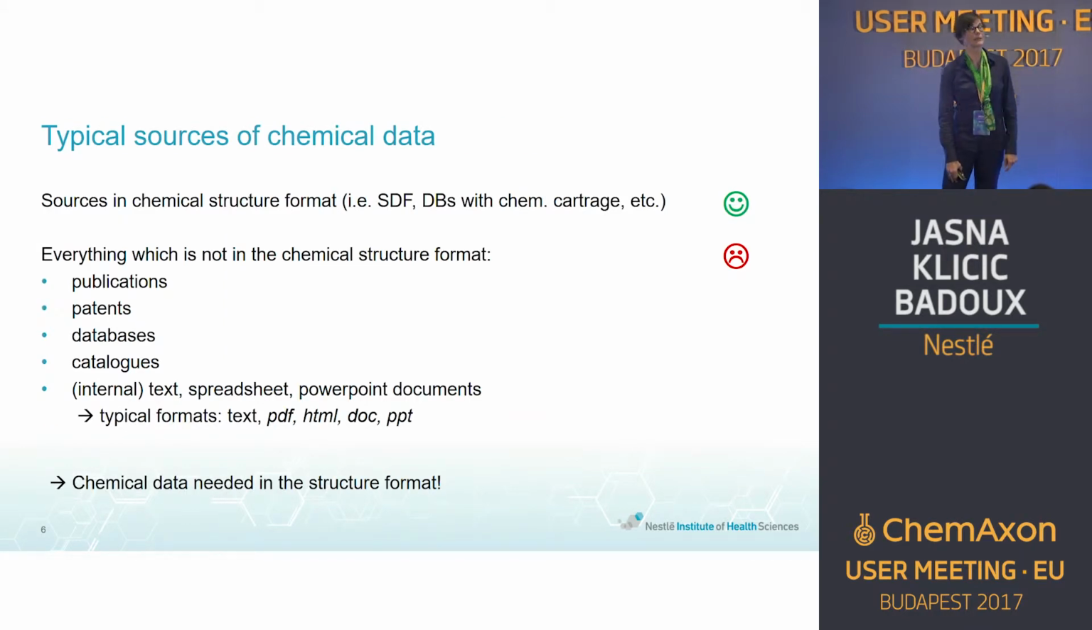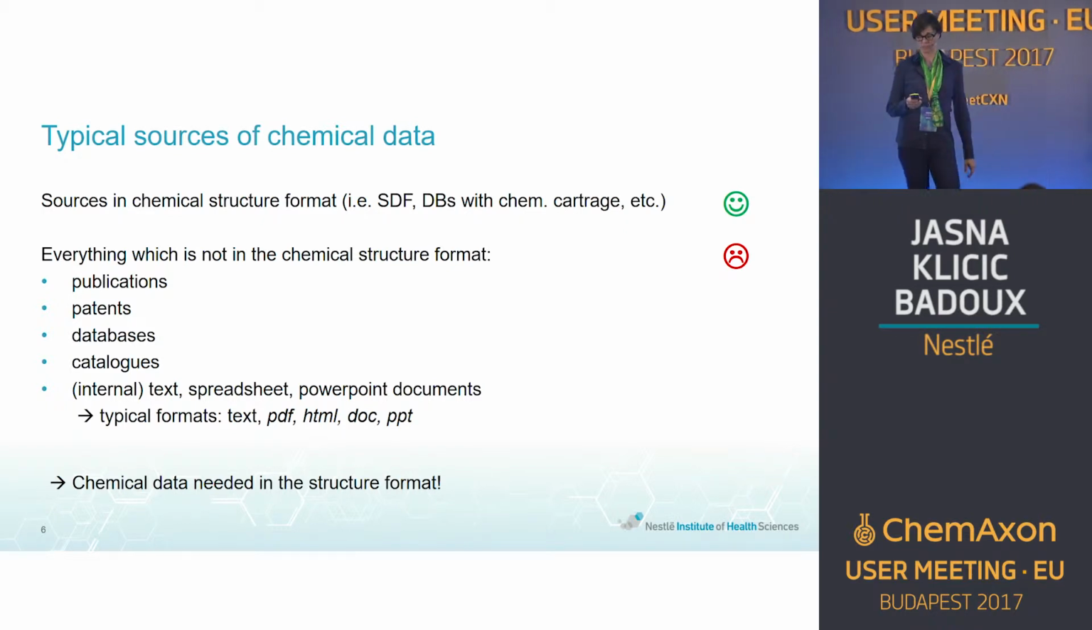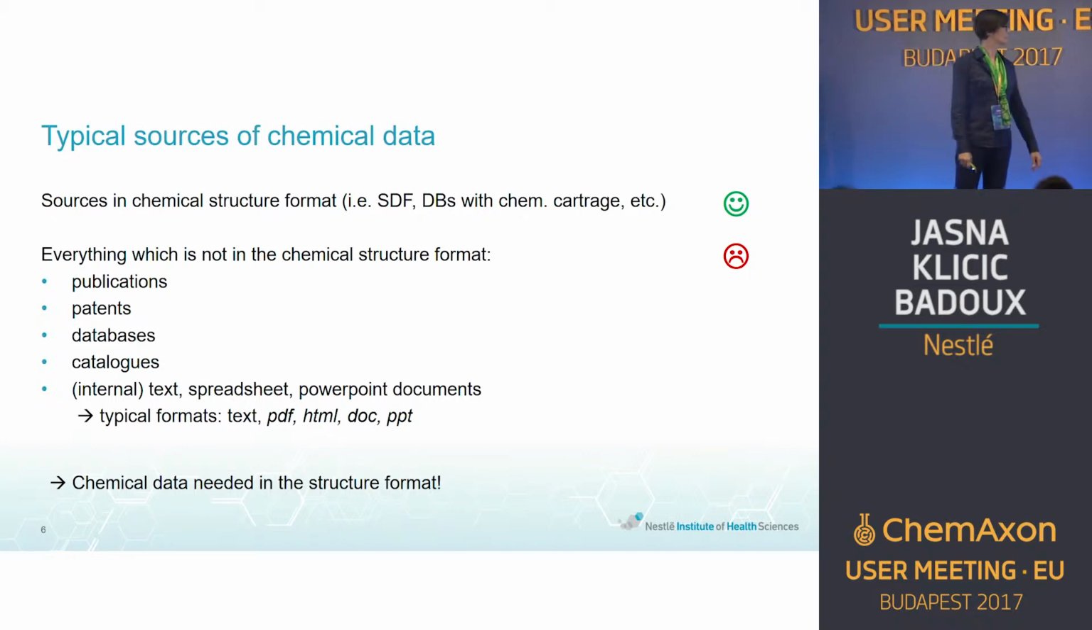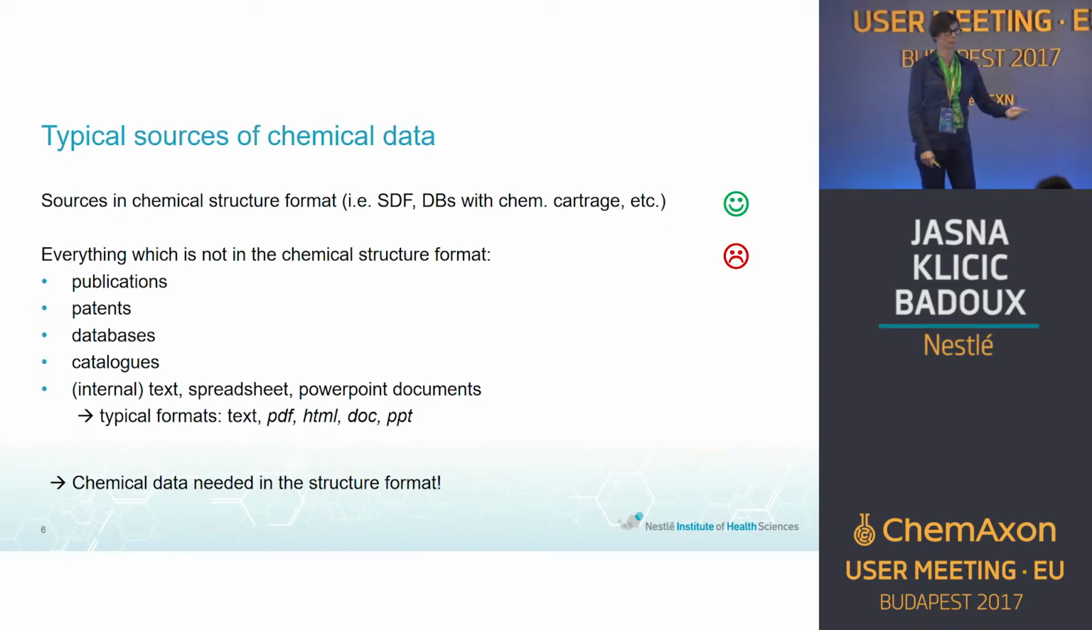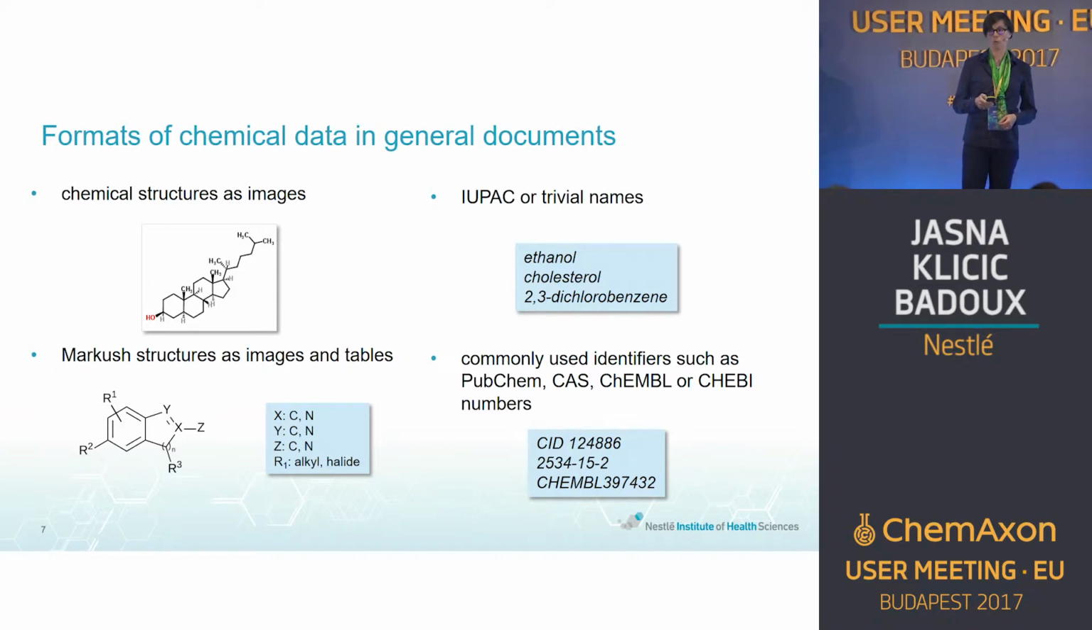Where does chemical data typically come from? On one side, we have documents in a chemical structure format, like SDF, Marvin, databases with chemistry cartridge, and then all the other documents that don't have it, which are typically more numerous: publications, patents, catalogs, and a lot of internal documents that we created. However, if we want to use chemical information in an automated way, we have to convert it into a format that understands chemical structures. Typically in these general documents, we will have chemical information as images of structures, as different names or different identifiers.